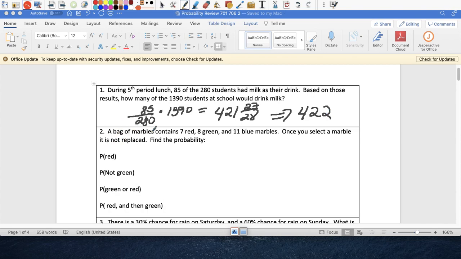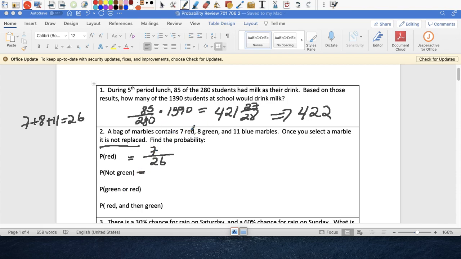A bag of marbles has 7 red, 8 green, and 11 blue marbles. So if you didn't write that down, can you please write it? Once you select a marble, it is not replaced. Remember, that's super important. We don't put the marble back. Okay? So what's the probability of getting a red? Well, first of all, we need a total. So 7 plus 8 plus 11, that gives you 26. So the total is going to be 26. Probability of getting a red is going to be 7 out of 26.